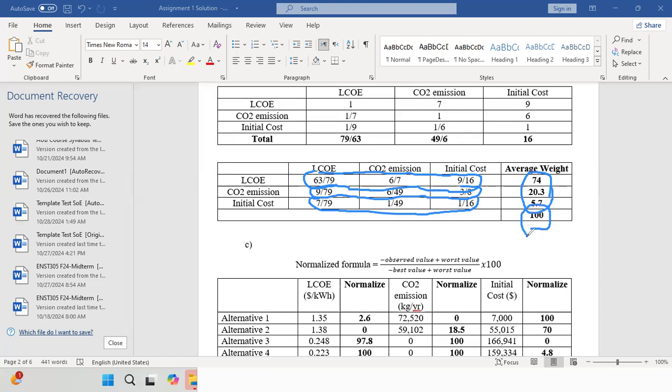Okay. Now, once I obtain my weights, I can go back to my initial table. I say the LCOE score should be multiplied by the weight of 0.74, which is 74%.